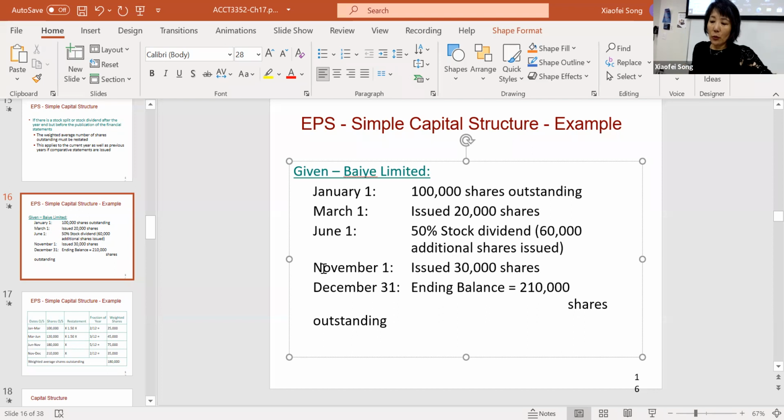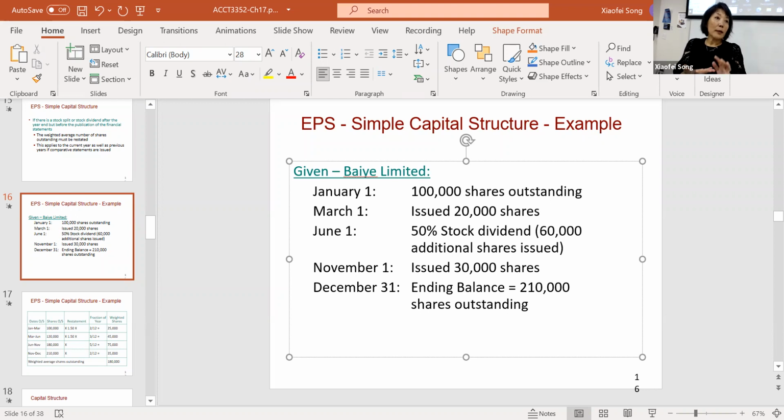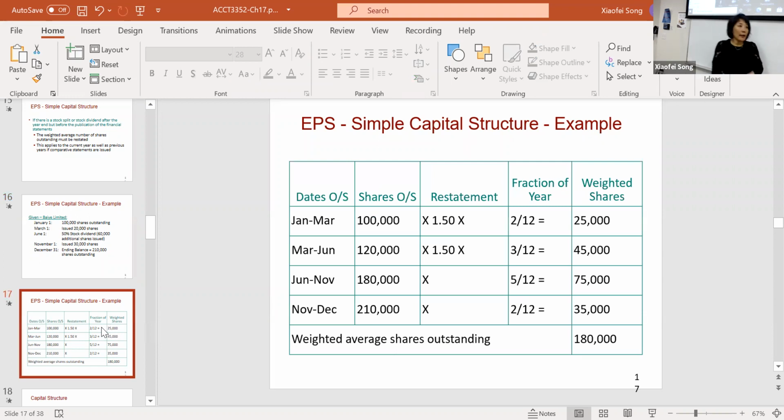And so it's June, July, August, September, October. So that's 5 months where you have 180,000, so 5/12 is the weight, right? By the end of the year, the number of shares outstanding is 220, and that's for 2 months, from November 1st to December 31st. So that's the story, and we calculate the weighted average number of shares outstanding.